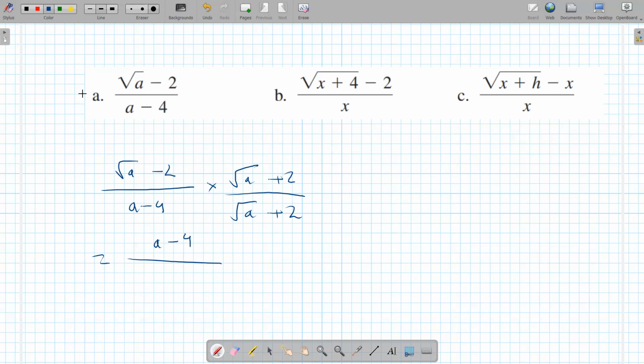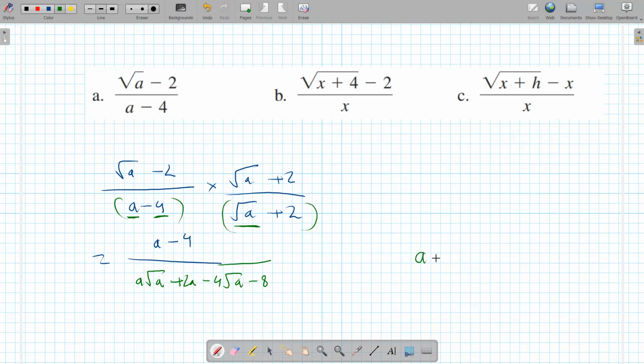What about the bottom? There's going to be multiple terms in the bottom because none of them are really like terms. So for the bottom, you do a times root a, which is just a root a, and then a times plus 2, which is 2a, and then minus 4 times root a, which is minus 4 root a, and then finally minus 4 times 2 is minus 8, and there you go. That's what you'd get on the bottom. If you're multiplying two terms with two terms and there are no like terms, you end up with 4 terms. And that's it for A. We've rationalized the numerator.